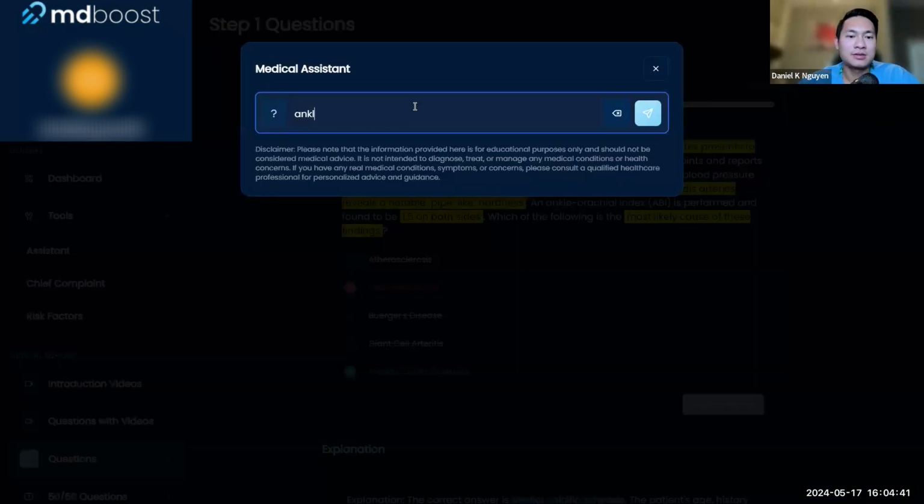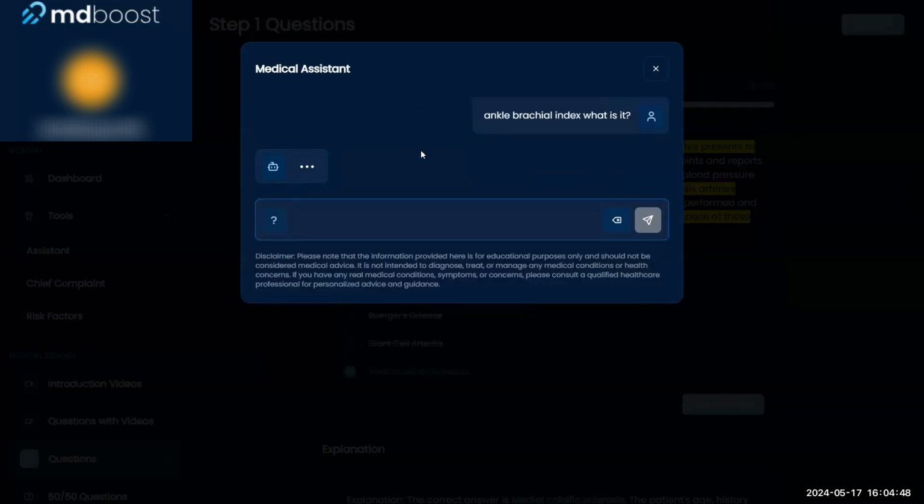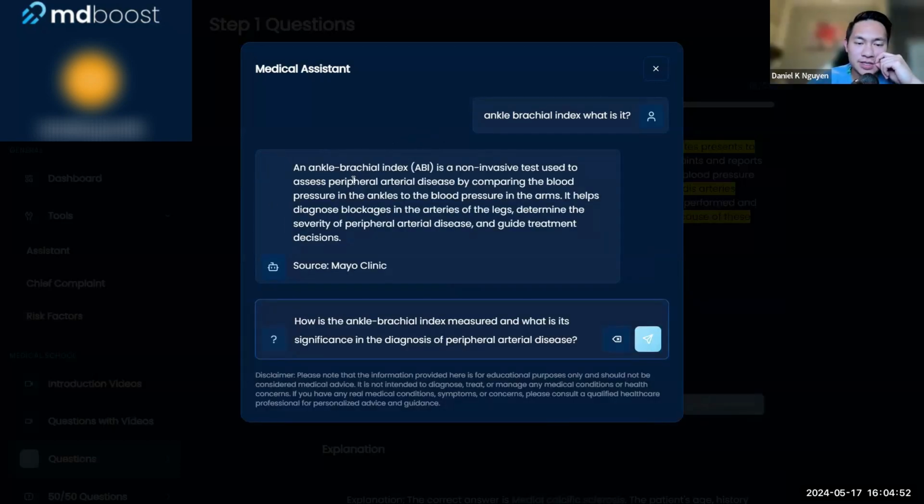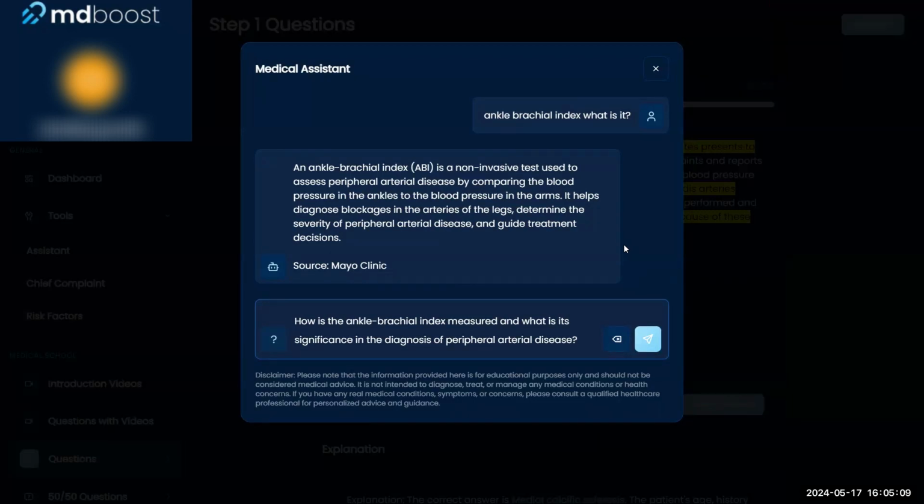The ankle brachial index, what is it? Okay, it's a non-invasive test that assesses peripheral artery disease by comparing the blood pressure of the ankles to the arms. It helps diagnose blockage of the arteries in the legs, determine severity of peripheral artery disease, and guide treatment. Practically, you take the blood pressure of your arms and your legs and compare the difference. You make an index.